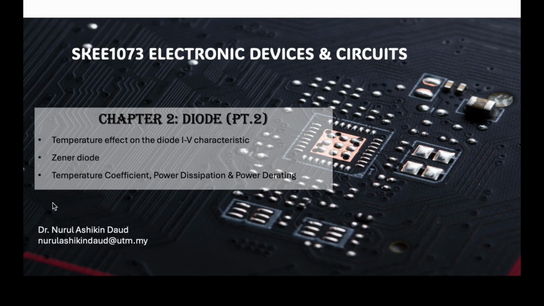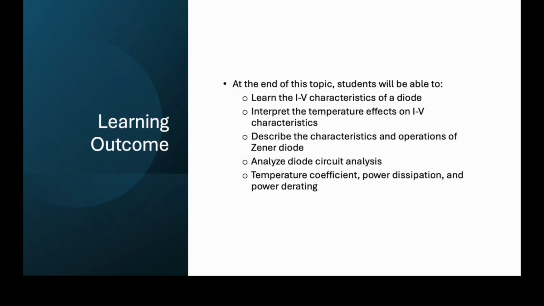So today we will continue our second lecture on chapter 2, part 2, where we will cover the temperature effect on the IV characteristics of the Zener diode, and also additional information that will not be covered in your test regarding the temperature coefficient, power dissipation, and power derating. Right? So this is the learning outcome that students will be able to achieve at the end of the lecture.